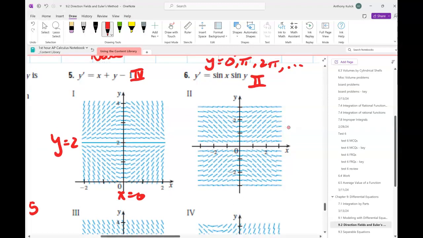So process of elimination then means that this next one has to be the one for 2, which is great because I see, again, y equals 0, x equals 0, and then over here at pi, x equals pi, and then up here at y equals pi and down here y equals negative pi, right?